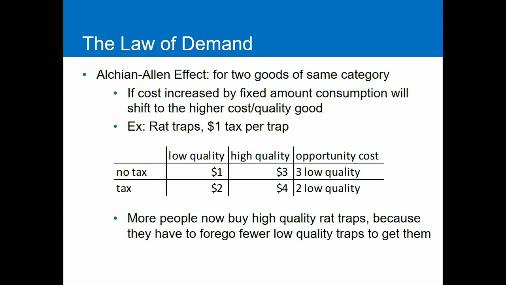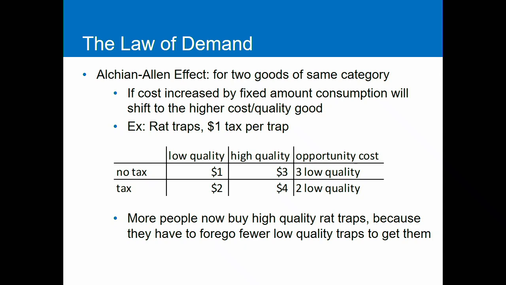Before the tax, the low quality one costs $1, and the high quality one costs $3. So the opportunity cost, what you have to give up to get the high quality trap, is 3 low quality traps. Remember, back to opportunity cost, the cost of a good isn't just the dollars that you have to pay for it, but it's what you're giving up for it.